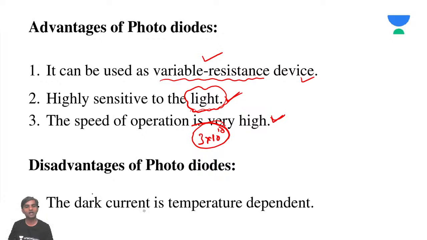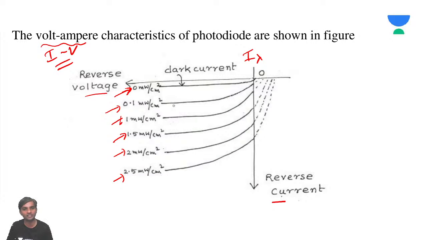The disadvantage is that the dark current is temperature dependent. As the temperature changes, the dark current value, I lambda, changes.